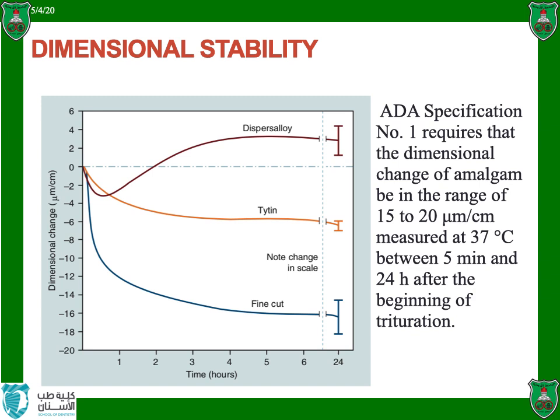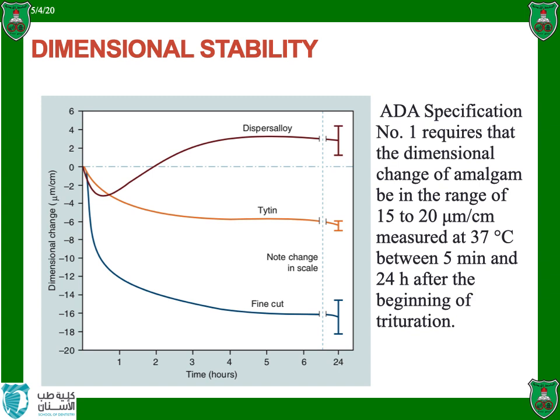So as you see in this graph, the range of dimensional change for those three materials lies in the acceptable range for the ADA specification. So it's acceptable to contract or to expand. However, this expansion should be in the range between 15 to 20 micrometer per centimeter of the restoration.